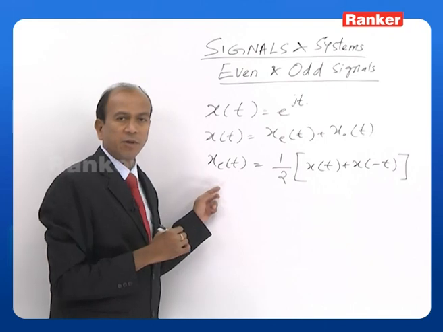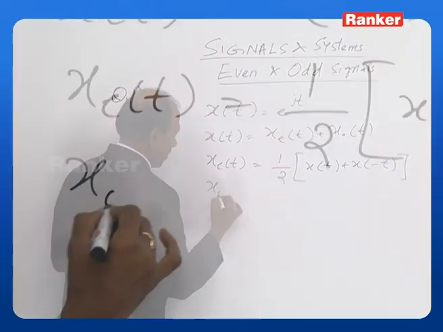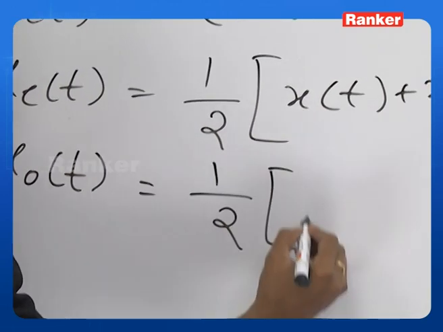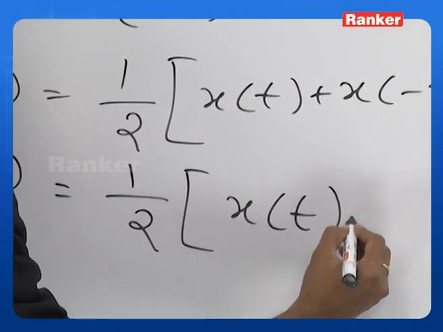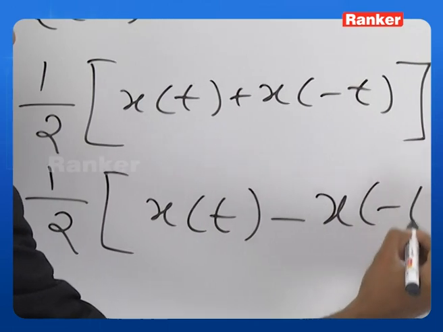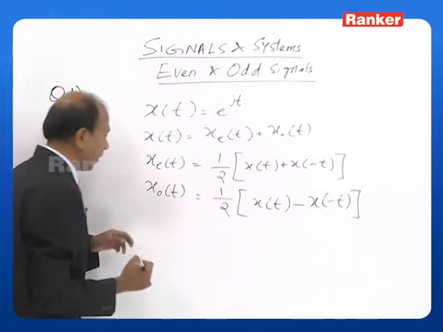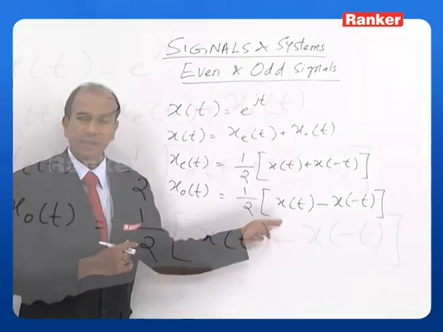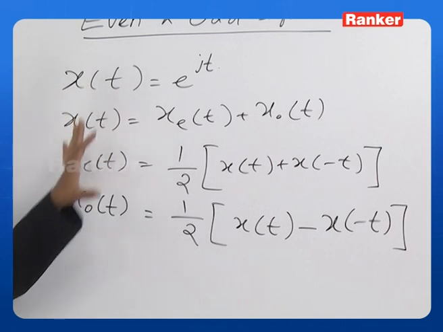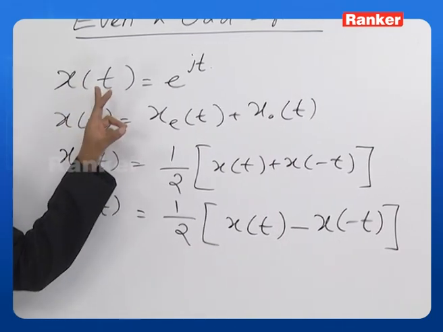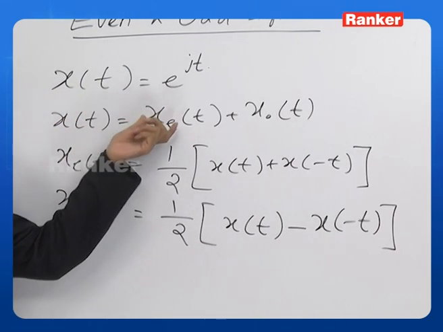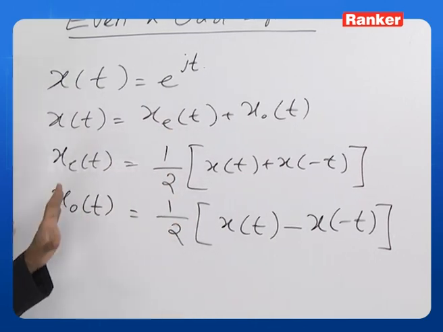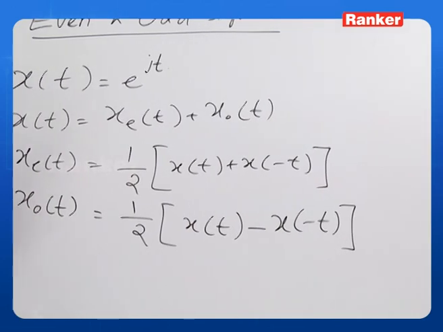Similarly, the odd component also can be found out. xo of t is equal to half of x of t minus x of minus t. So I repeat, xo of t is equal to half of x of t minus x of minus t. Now using these two formulae, we will try to calculate what is the even component of the given function and what is the odd component of the given function.